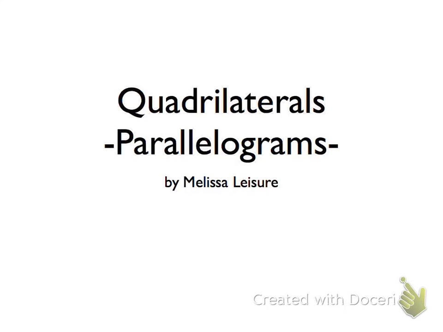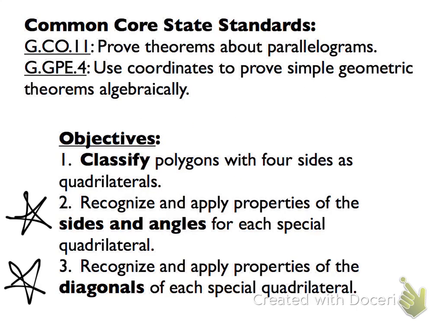I informed you during class what page you're going to be taking notes on, and we prepped your foldable, so you need to have all that available to take notes on. Make sure the title says quadrilaterals, parallelograms. We're going to be working on two objectives today: recognizing and applying the properties of sides and angles, and also recognizing and applying the properties of the angles and diagonals. This is the one that a lot of kids have trouble with, but you're going to master it. I know it.